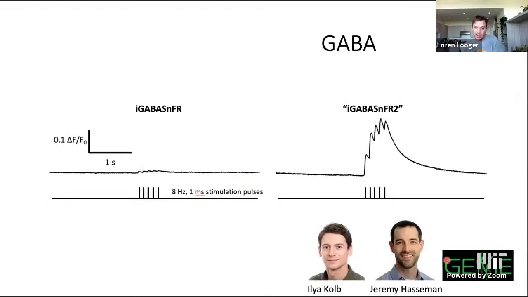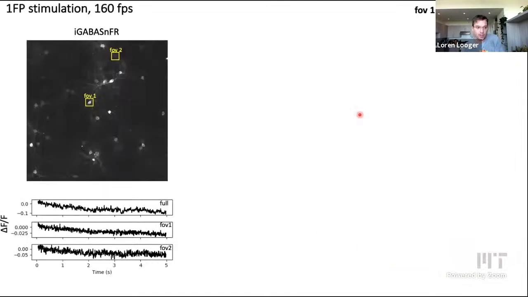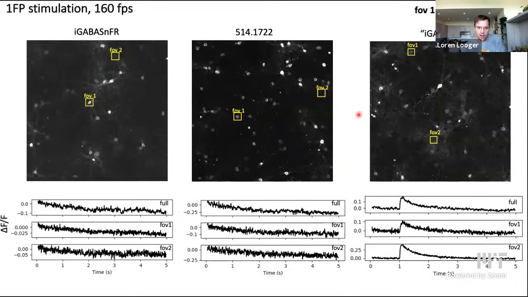And then again, always trying to make things better. So GENIE screened a couple thousand variants of iGABASnFR, and we get this monumental increase in iGABASnFR2, which, again, is available. Just drop an email. You can see this is iGABASnFR1. It was not really picking up release events following single field stimuli, whereas now with iGABASnFR2, you're really getting a pretty robust response. So that's impressive.